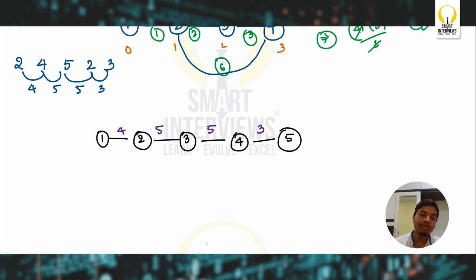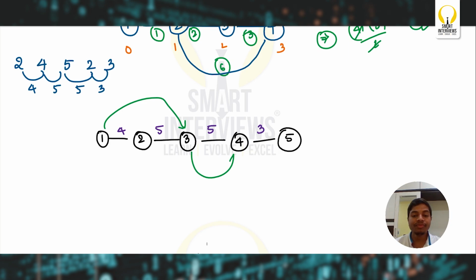And if you see here, if I want to move from 1 to 3, is this the only possibility? Like, can I move from 3 to 5 directly? Is this the only possibility? No, this is not the only possibility, because from 3 I can once again go back to 4, and from 4 I can once again go back to 5.